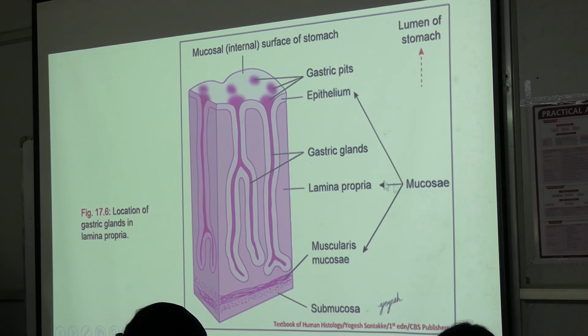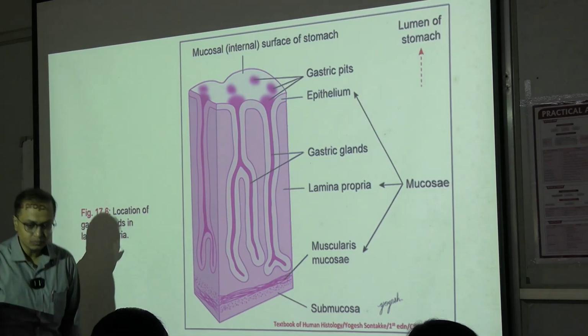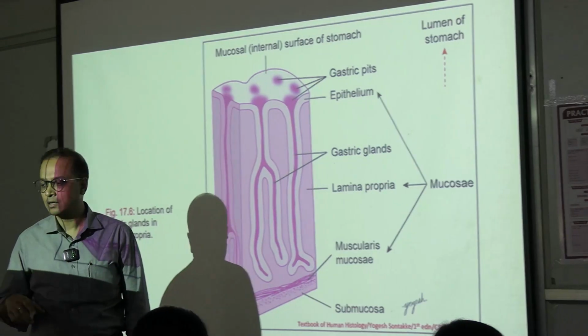So the mucous layer has epithelium cells. Then we have the lamina propria, which has the gastric glands in it, and then the muscularis mucosae. Then we have the submucosa, then the muscle layer, then the submucosa. What you are seeing here is a magnified view of the mucous layer, which has 3 things. Now before we move any further, summarize how many layers the stomach has.